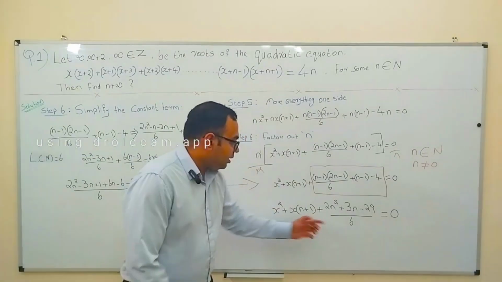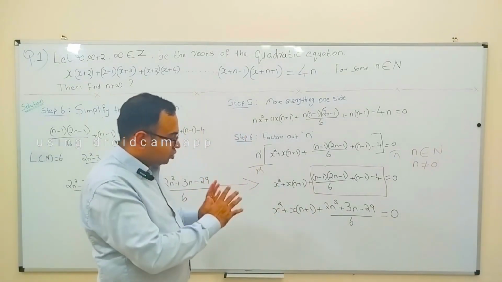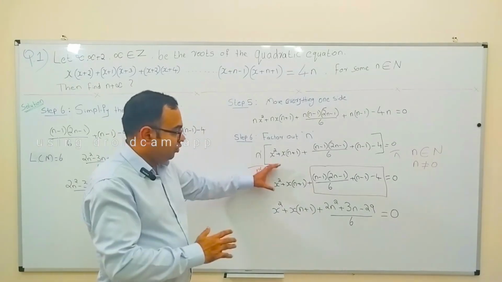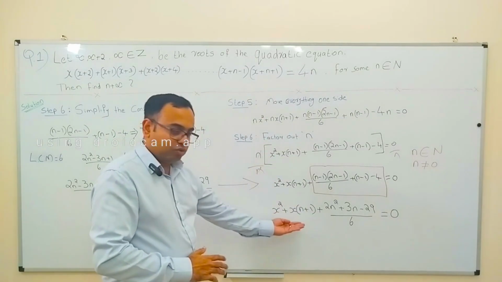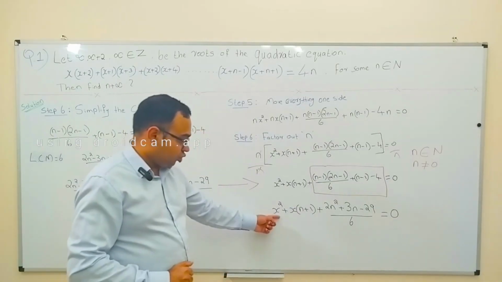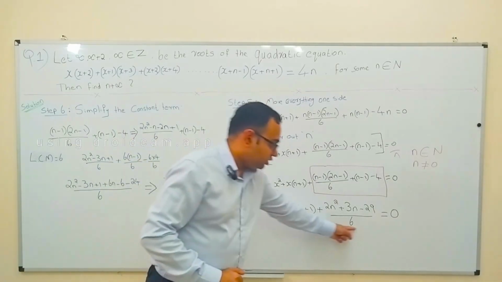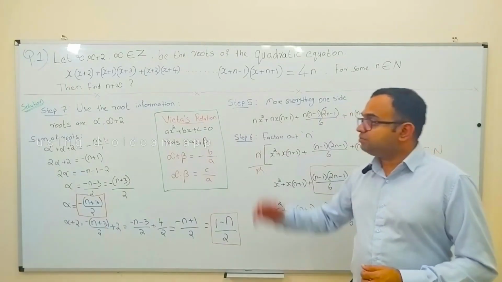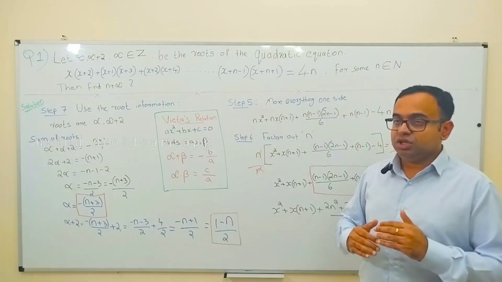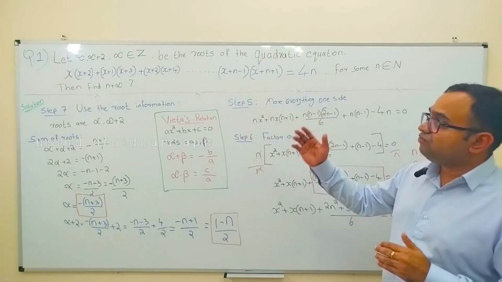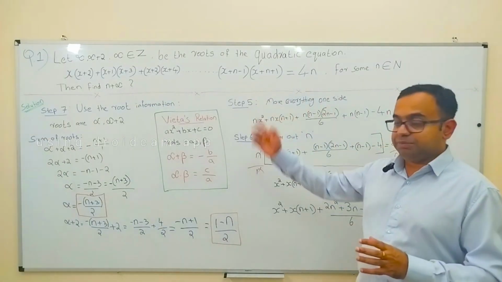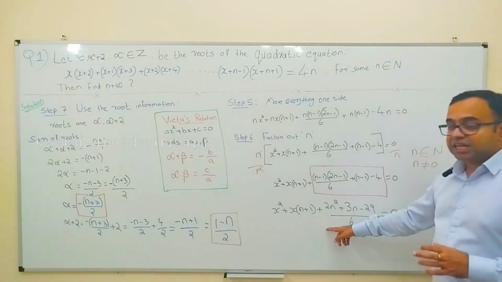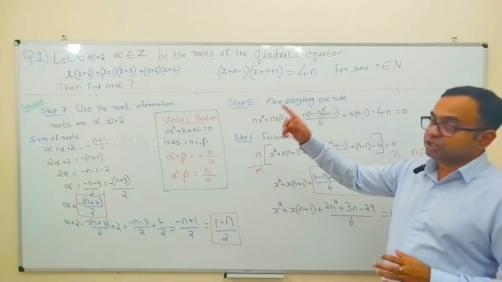Now this looks like a classic quadratic equation, the simplified form of our original quadratic equation. So the x square term is here, the x term is here, the constant term is here. Now we move to step 7. Use the root information. What information do we have? Alpha and alpha plus 2 are the roots of the given expression. That means this quadratic equation has two roots, alpha and alpha plus 2.